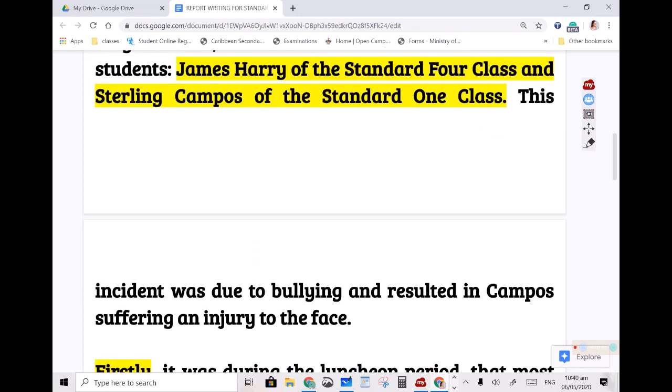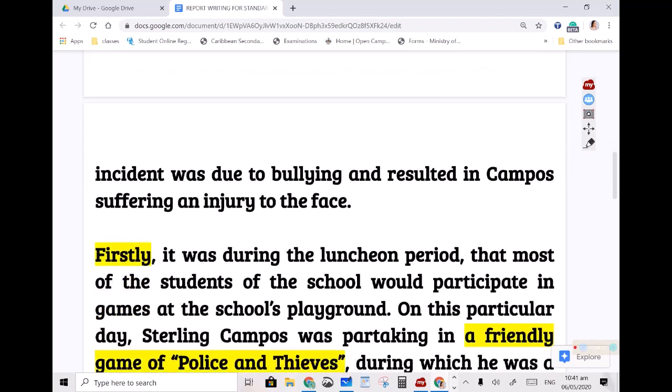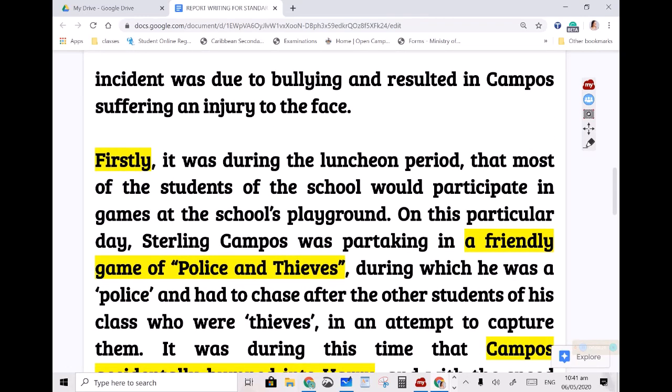All right. One other thing that I like to see in report writing in your first paragraph, because our first paragraph is supposed to be an introduction to what is to come, and I'm going to repeat that, an introduction as to what is to come, I think it would make sense to actually put what was the result. This incident was due to bullying and resulted in Campos suffering an injury to the face. Okay, so that was the first paragraph that we read and we analyzed.